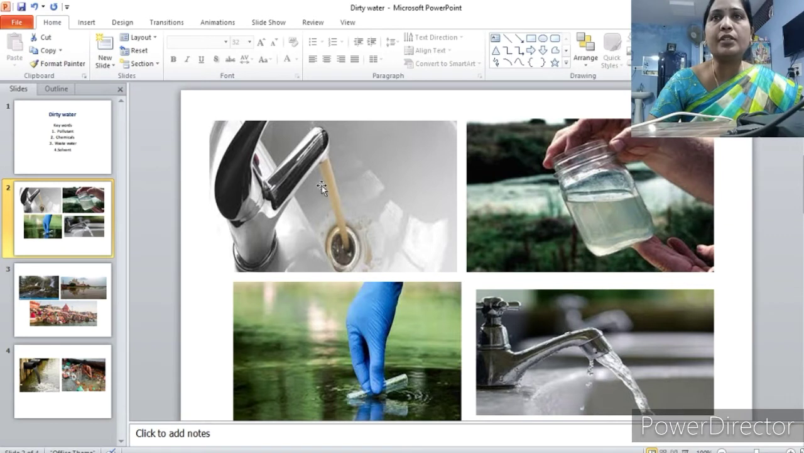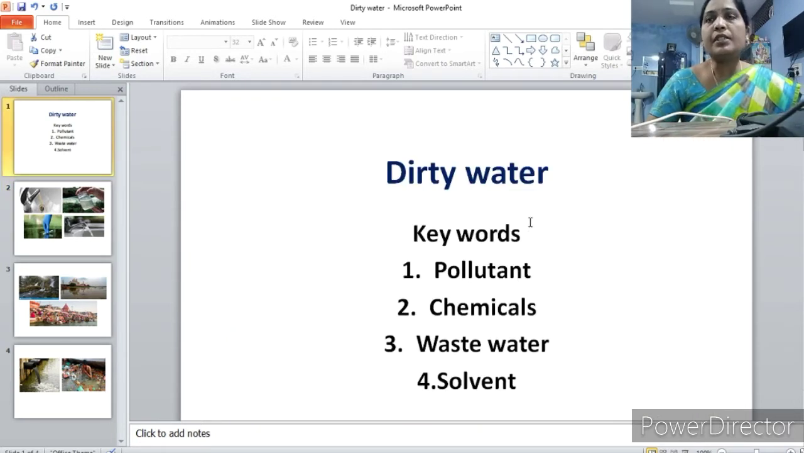Sometimes from the tap you will get dirty water which is brown in color. Such type of water, if possible, collect. And while collecting the puddle water, compulsorily wear gloves and collect the water in a test tube. This is the activity you are supposed to do before going to this lesson. When you do the activity, you will understand the lesson clearly.